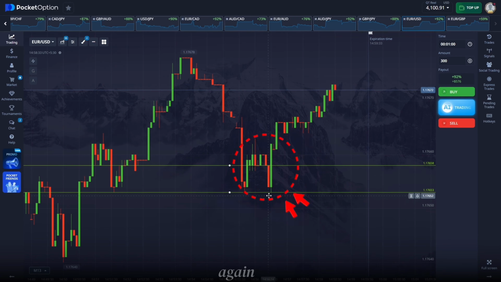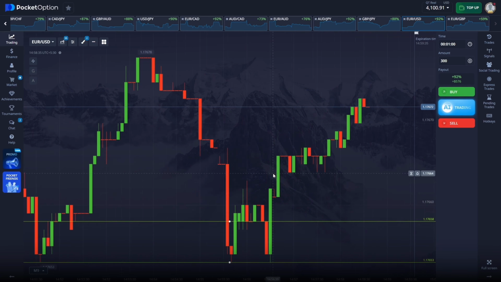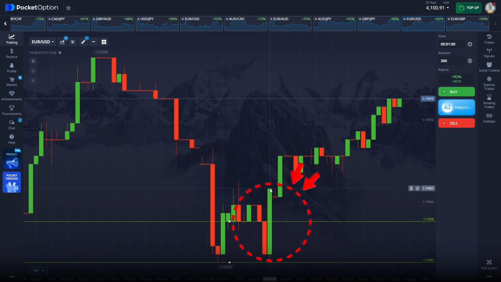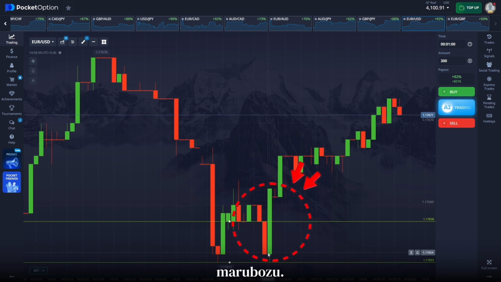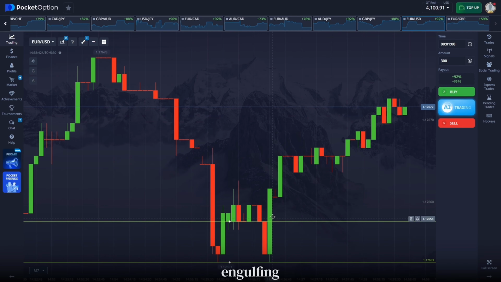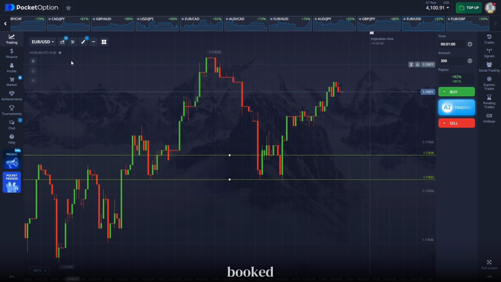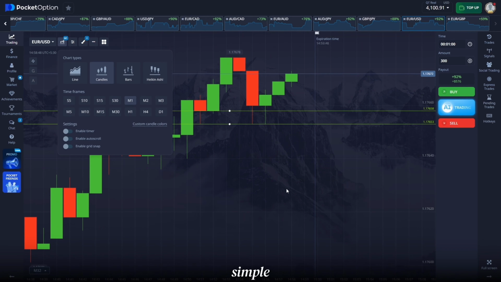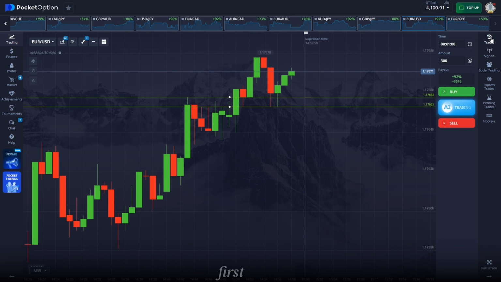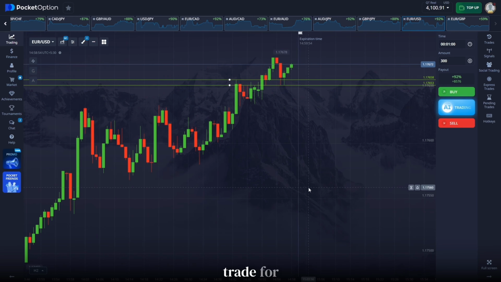Price hit the support again and then it formed this strong engulfing candle, not a Marubozu. So it formed a strong engulfing candle. It was the confirmation. So I placed my trade here and booked profit. It's a simple trading strategy. Now we have taken the first trade of today's session. Let's target the next trade for today.